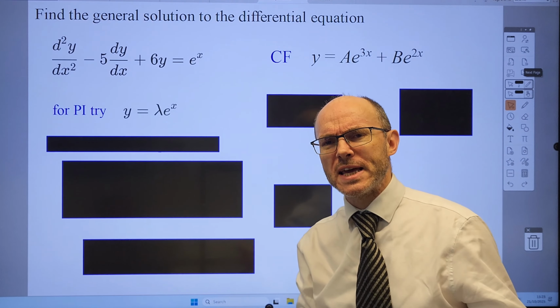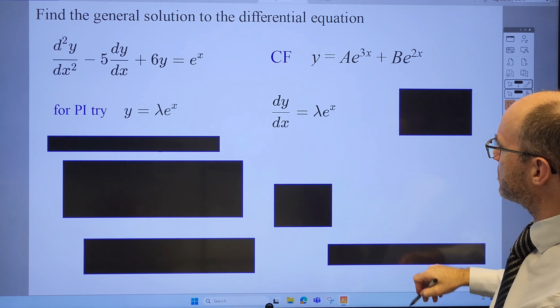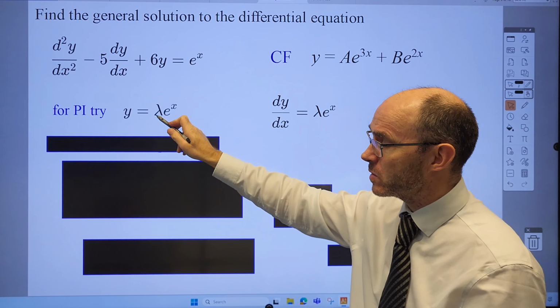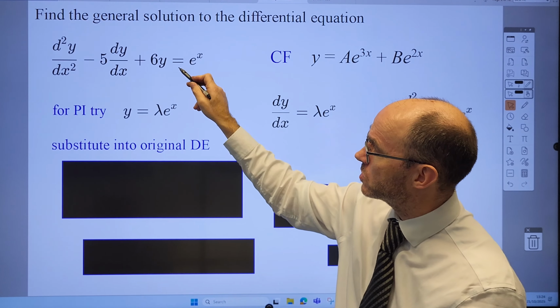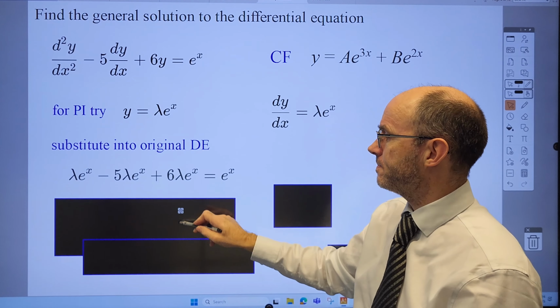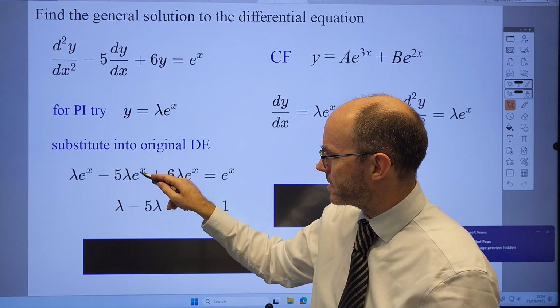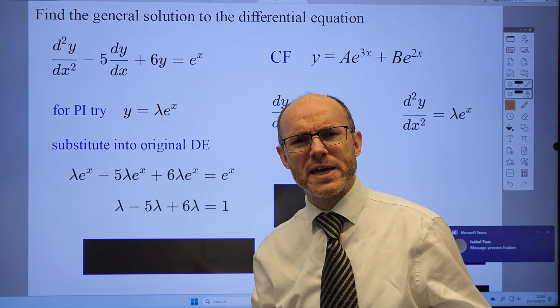This one, I always find exponentials nice and simple to differentiate because it's going to be exactly the same. dy/dx, d²y/dx² is just equal to that. Substitute into the original differential equation, you're going to get this. And then the thing I like about these ones is you've got e^x in each of these terms, you can just divide that by e^x.